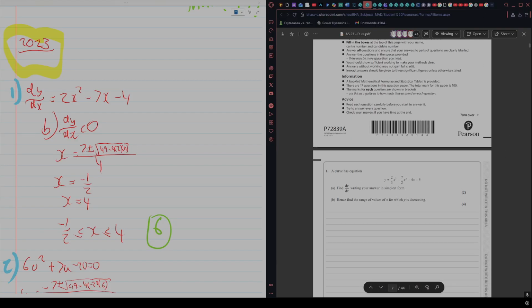First question. I might have to go a bit faster for the first few questions because they're quite easy. Find dy by dx, self-explanatory. Find where it's decreasing, set it to less than 0, solve the quadratic inequality, you get this answer.